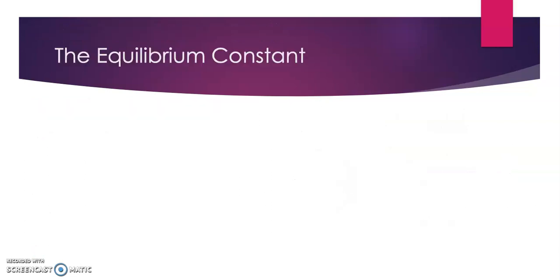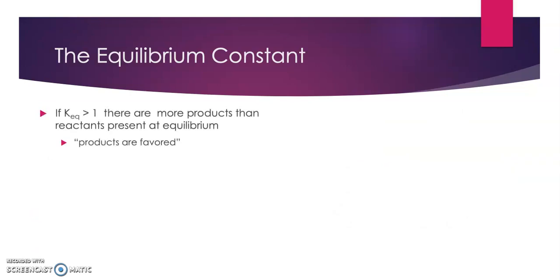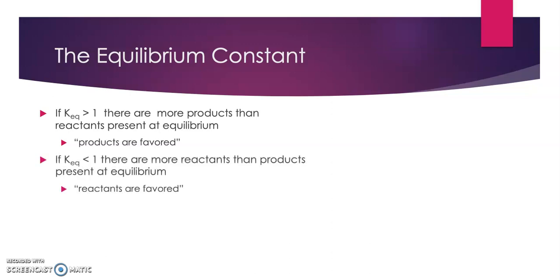So the equilibrium constant really is very important. If it ends up being a number greater than 1, there are more products than reactants at equilibrium. We might say that products are favored. If the equilibrium constant is less than 1, there are more reactants than products present at equilibrium. The reactants are favored. So if KEQ is less than 1, it's because my denominator is larger than my numerator in my KEQ expression.